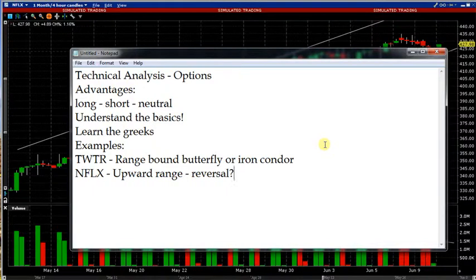Again, we're going to look at two strategies. We're going to look at two stocks, two underlying, and we're going to look at those strategies, long, short, and neutral. For Twitter, we're going to look at some range-bound or neutral strategies. We're going to look quickly at the butterfly or iron condor, which are two strategy examples. For Netflix, we're going to look at a long strategy and a short strategy in case you want to set up a reversal.